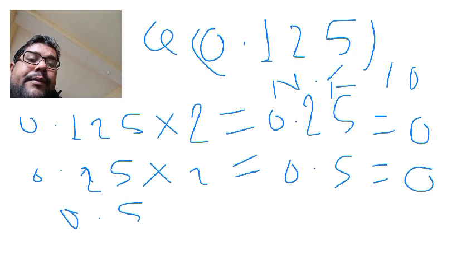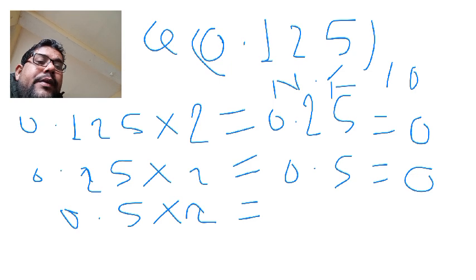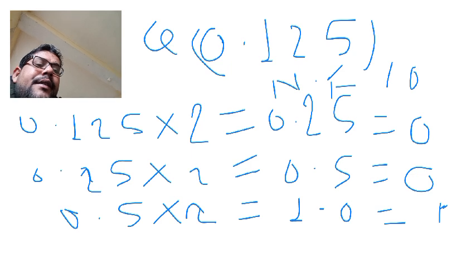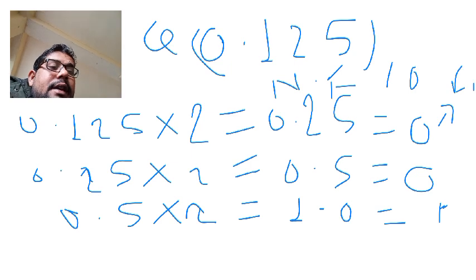So 0.5 multiply by 2, so we will get 1.0. So here our new bit is 1. And right now the fraction is 0, because after the decimal point is 0, so there is no need to continue. This is our first bit. This is called our first bit, and this is our last bit.